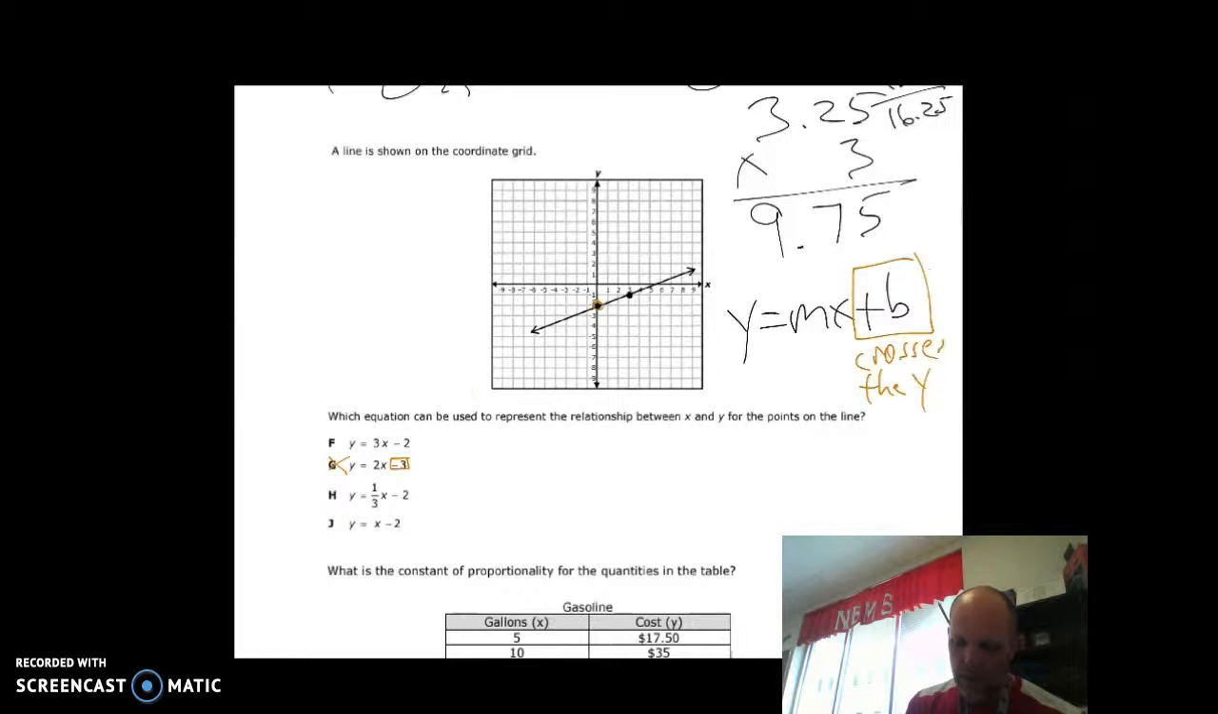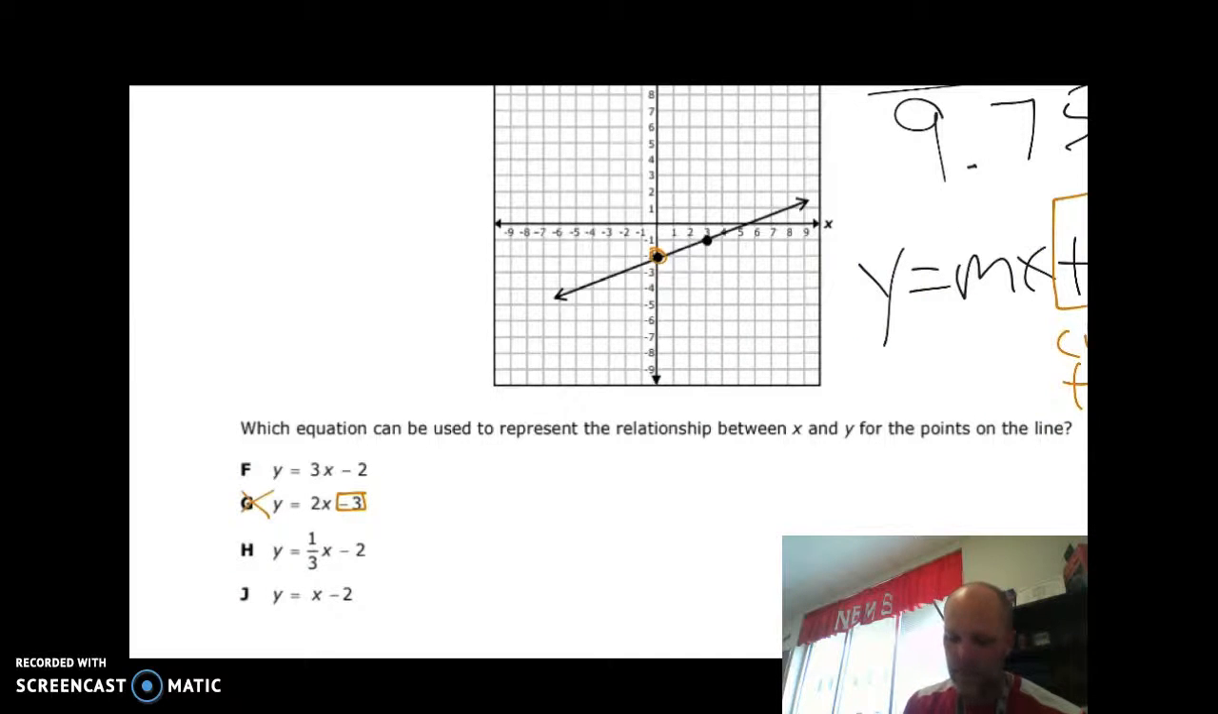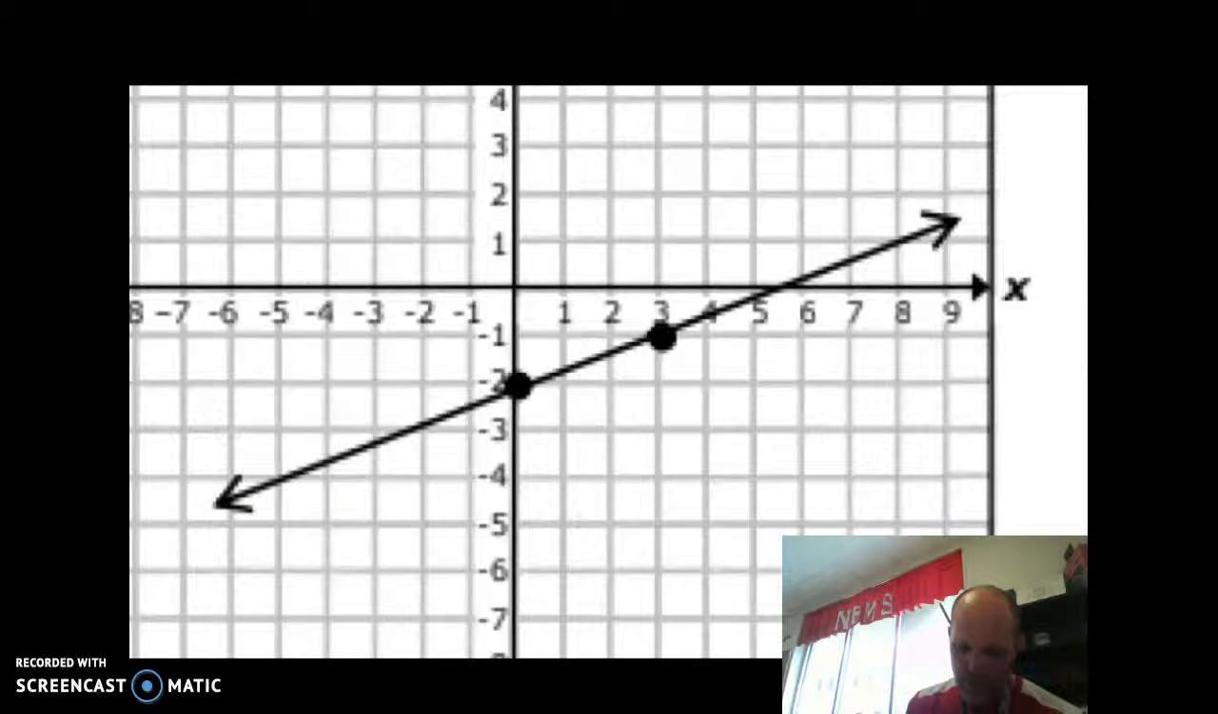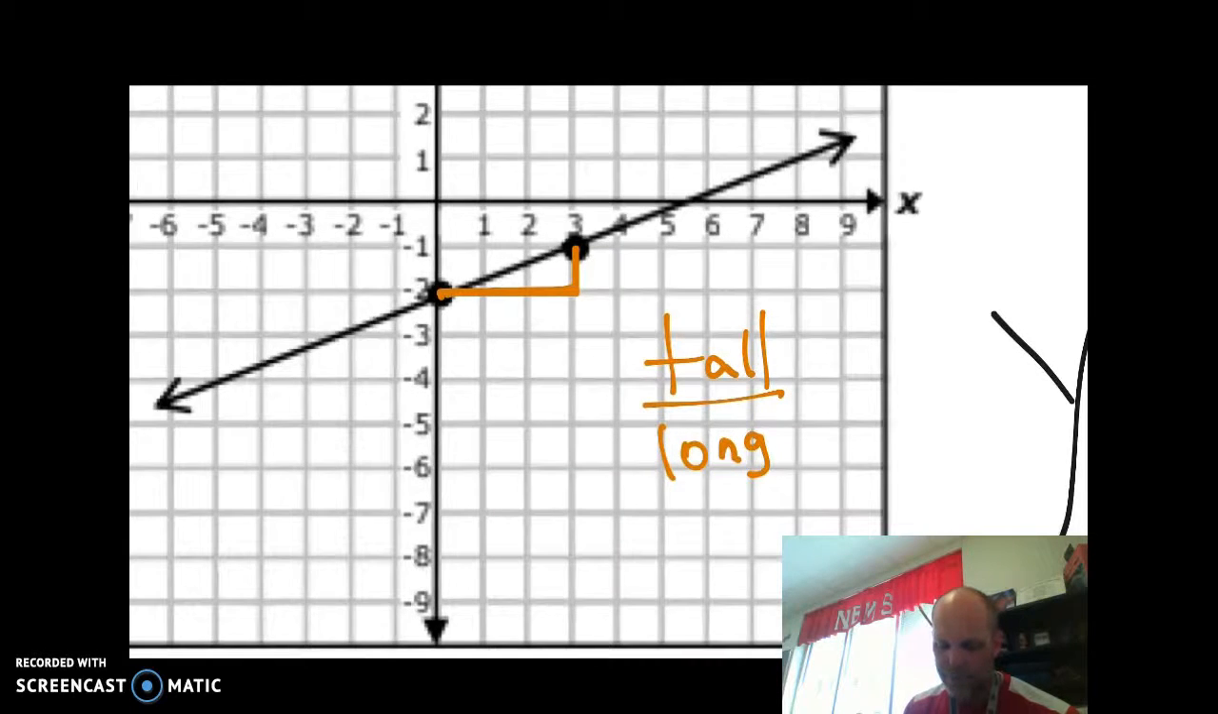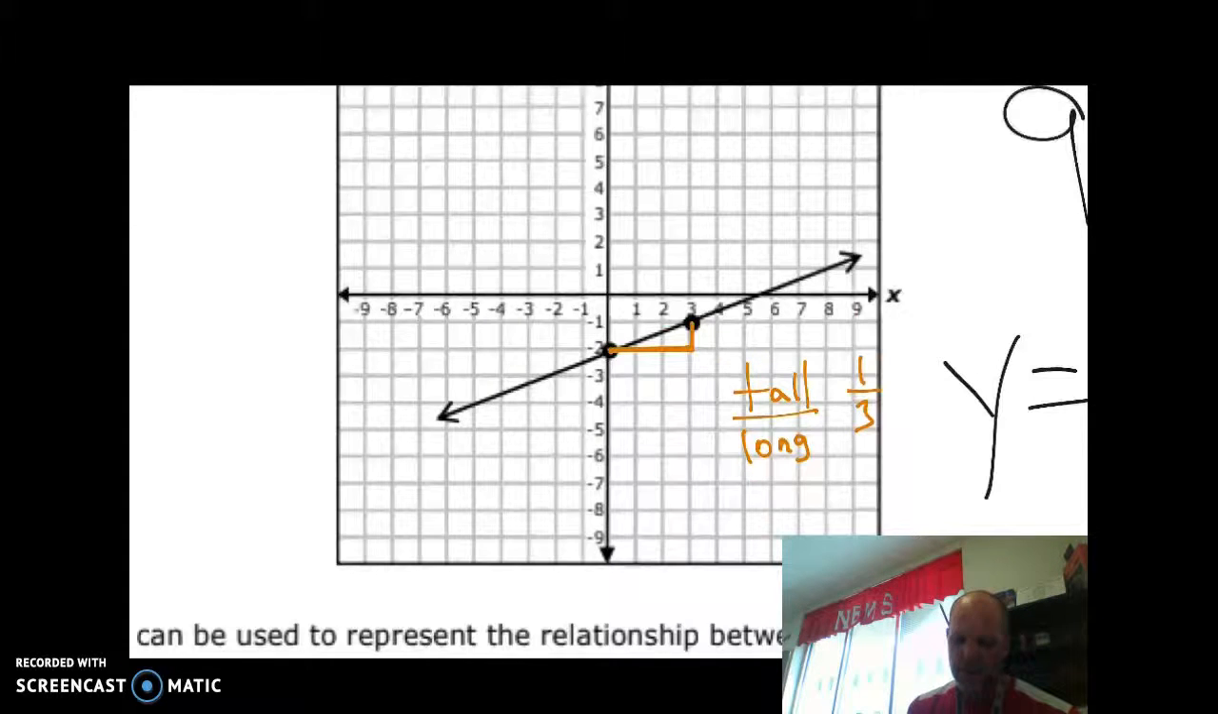Alright, so here's what we're going to do to find the slope of a line. I want you to zoom in, and I want you to turn that into a triangle by connecting those dots. And the question is, how tall is it? How long is it? How tall is that triangle? Yeah, it's 1 tall. How long is it? 3. That's the slope. And it's positive because it's going up, right?